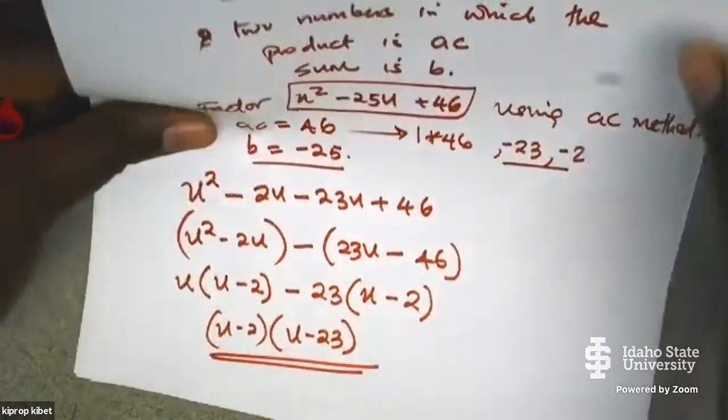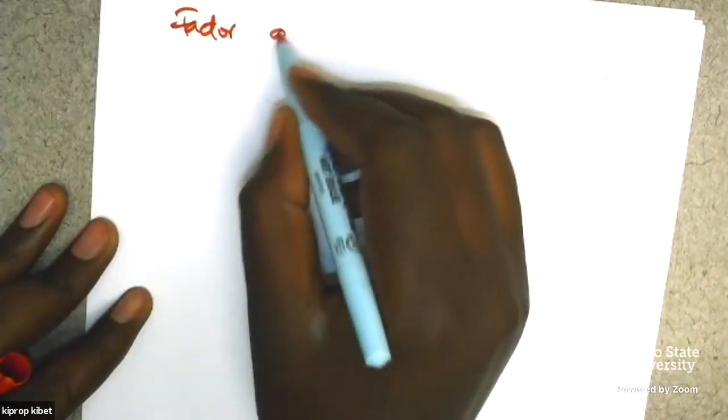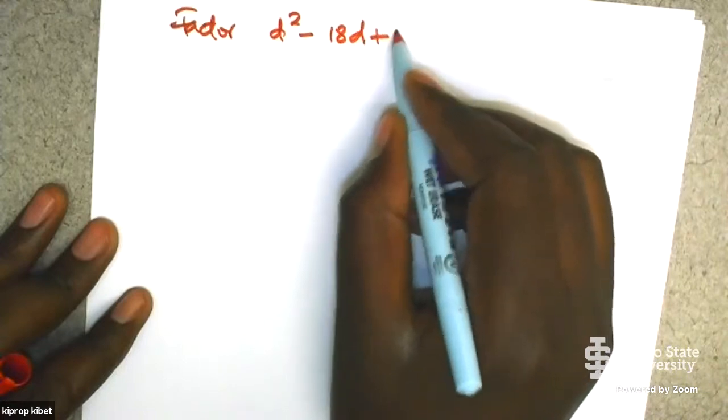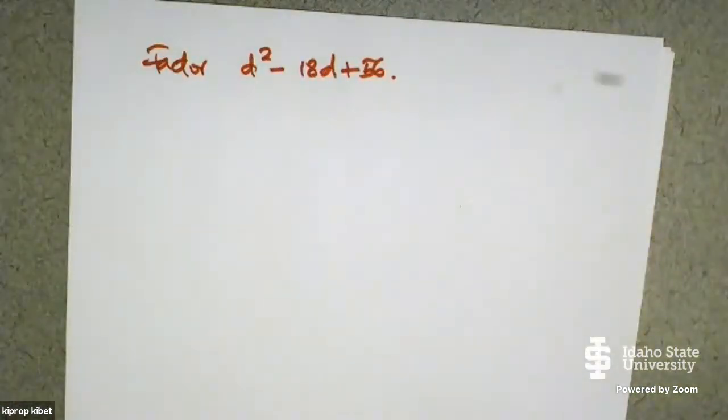Okay, let's do another example, the one which we left on Wednesday. So factor d square minus 18d plus 56 using the AC method.